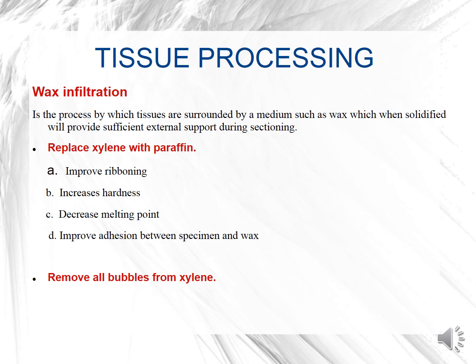Next in tissue processing is wax infiltration. It is the process by which the tissues are surrounded by a medium such as wax, which when solidified will provide sufficient external support during sectioning. So we have to replace the xylene with paraffin. It improves ribboning, increases hardness, decreases melting point, and improves adhesion between the specimen and wax. Now remove all the bubbles from the xylene.